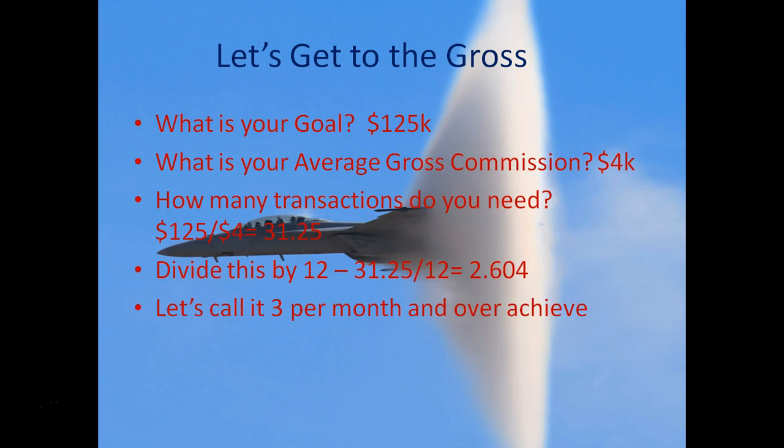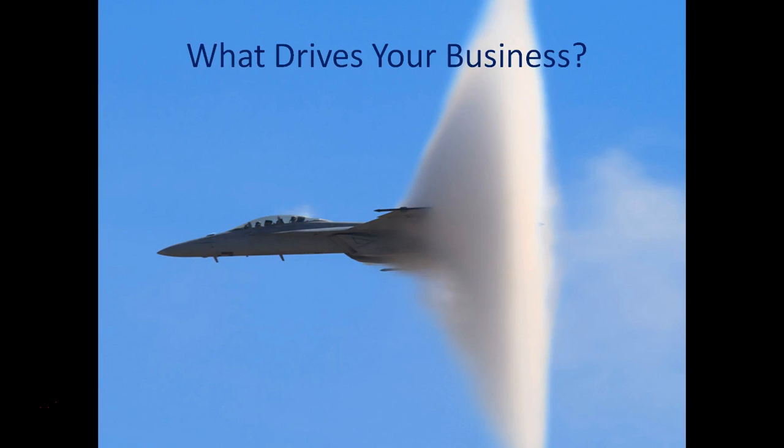So our goal is we're going to break it down. Now we took 125,000 and we know our average commission is 4K. Now we're going to get it down to that. That basically means we need to do about 3 a month, right? Okay. So now let's think about how do we get those 3 deals a month?